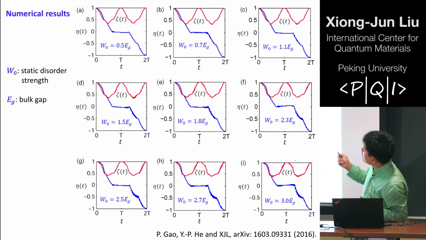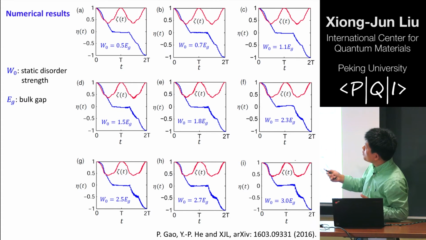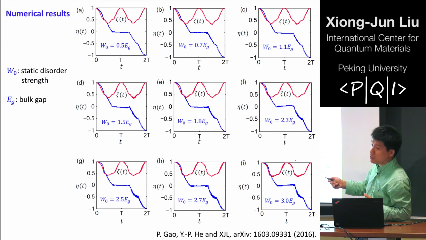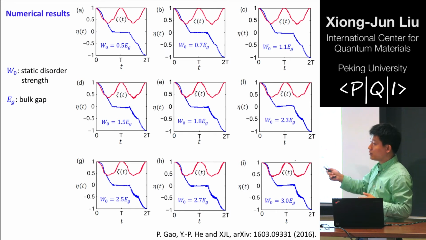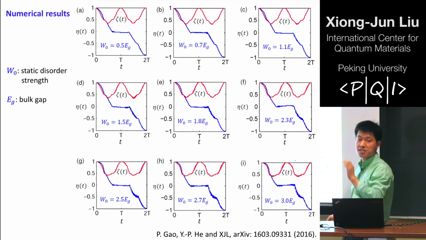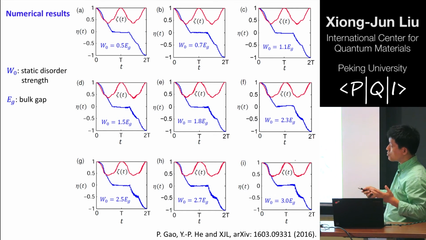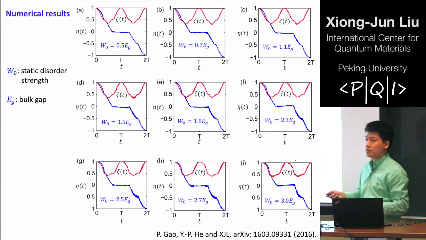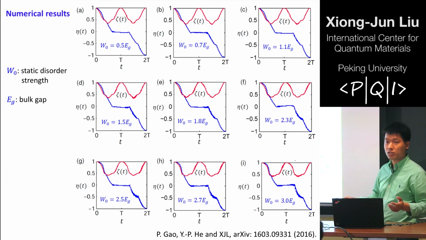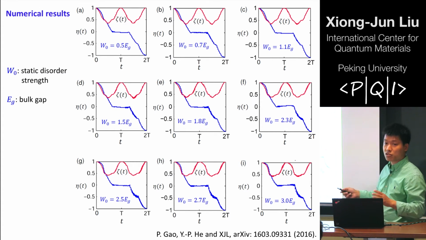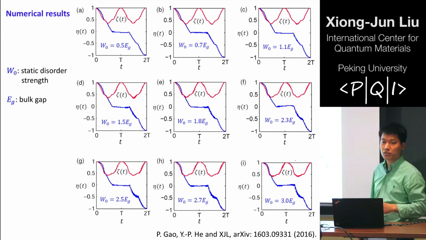If you increase the disorder potential, you find more fluctuations in the middle. However, the final result always gets a minus sign. So this actually shows that it doesn't matter if you have static disorder scatterings. This does not change your final result. This is quite good.